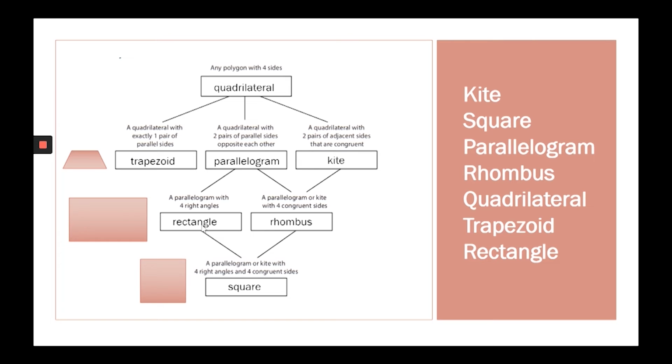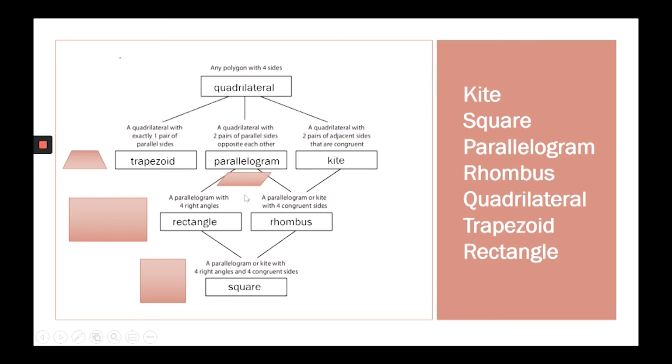No, a trapezoid's kind of out there on its own, isn't it? Because it has only 1 pair of parallel sides. A parallelogram, which a rectangle is and a square is, has 2 pairs of parallel sides opposite each other. And if you notice, they are not connected here, whereas these are all connected, right?